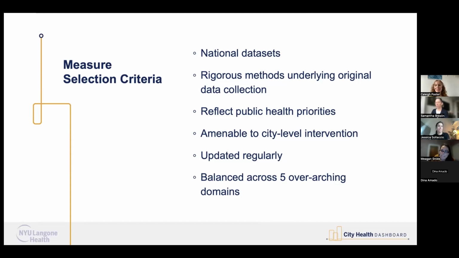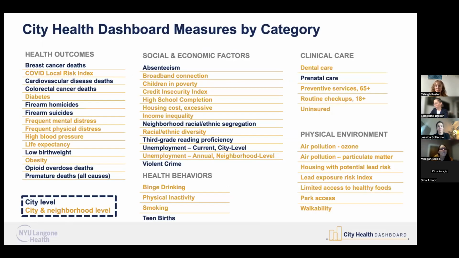And then we balance all of these measures across 5 different overarching domains. So to date, these are all the measures that we have on the dashboard website. The 5 domains are listed out here, being health outcomes, social and economic factors, health behaviors, clinical care, and then the physical environment. So these are the big categories. Each one you can see on the bottom left. The ones that are blue are just city level data. The ones that are highlighted yellow, those are city and neighborhood level.